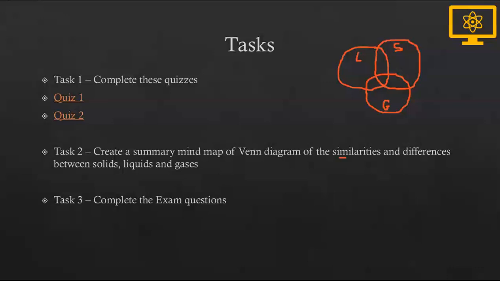So that's how you draw a Venn diagram, but you're going to put in some of the facts that will then help you to classify the similarities and differences between solids, liquids, or gases. If you don't want to do the Venn diagram, you can just do it as a mind map. Once you've done that, there is an exam question for you to have a go at as well. You can complete that and see how you get on.